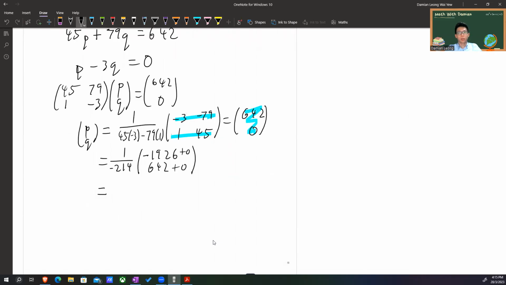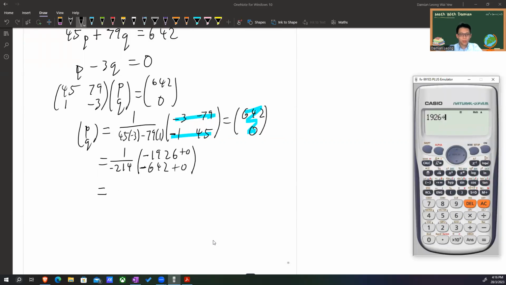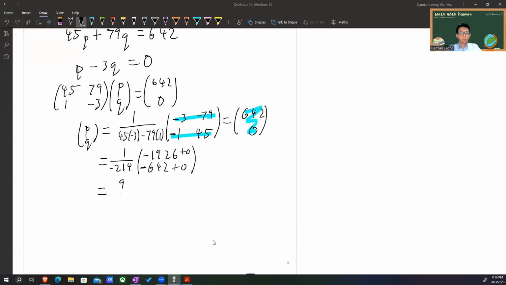Hold on. Sorry, I did negative this. Yeah, negative B and C. So yeah, negative 642 here times the negative 214 in. 1926 divided by 214 is 9. 642 divided by 214 is 3. So PQ is 9, 3 means brand P, 9, is it bottles?